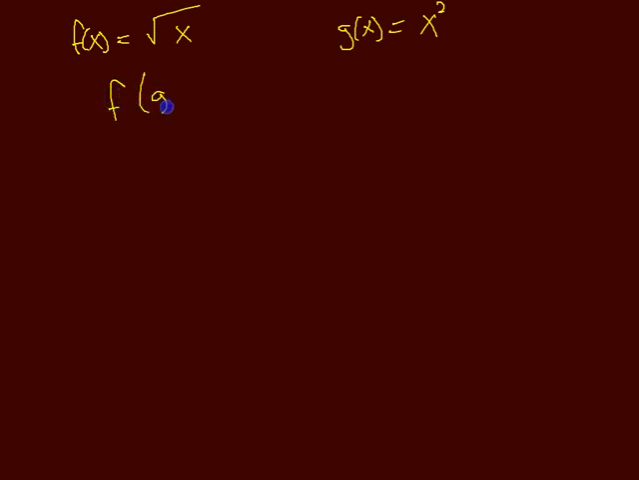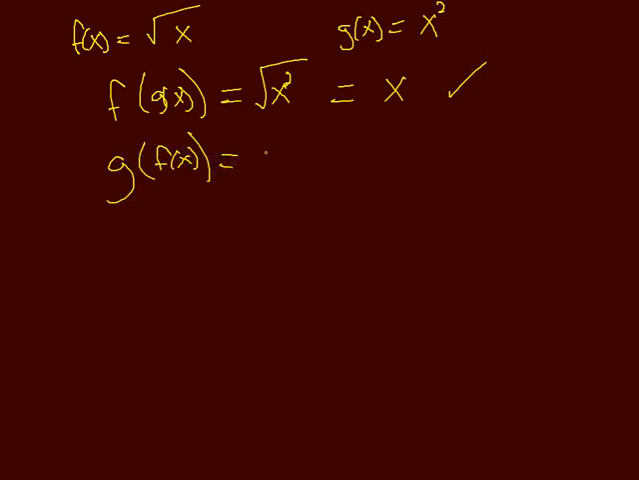So f of g of x would mean that we would have to plug g into f, so that would be x squared inside of a radical, which does in fact give us x. And then if we look once again at g of f of x, we take the square root of x and we want to square that, and that also gives us x. So we can say that f and g are inverses of each other.